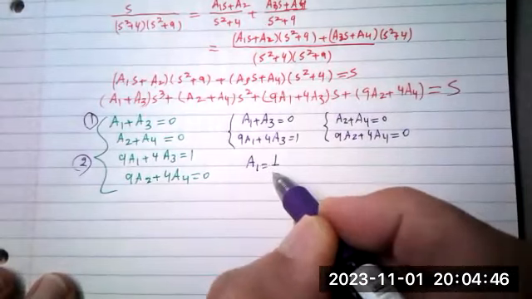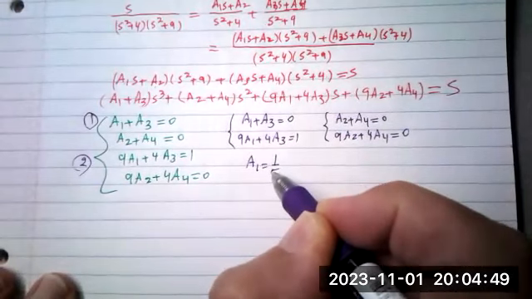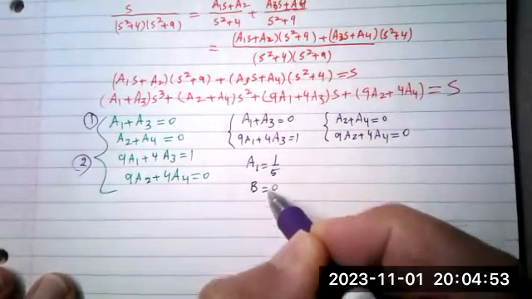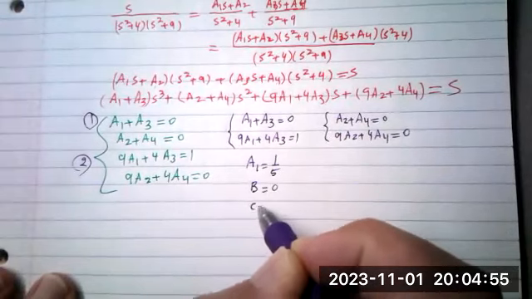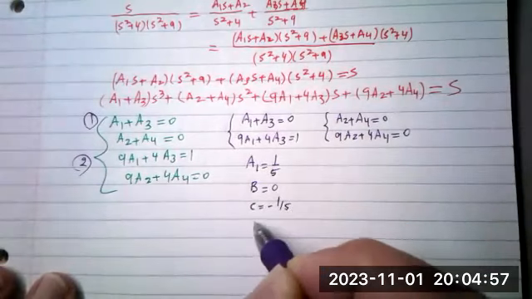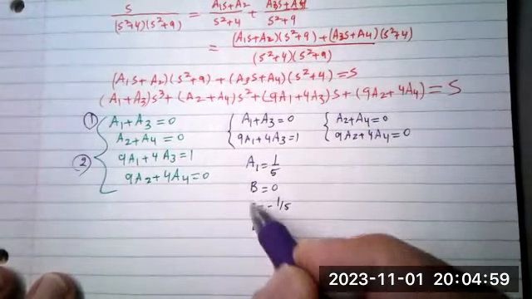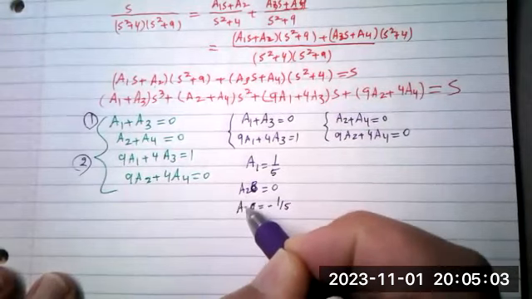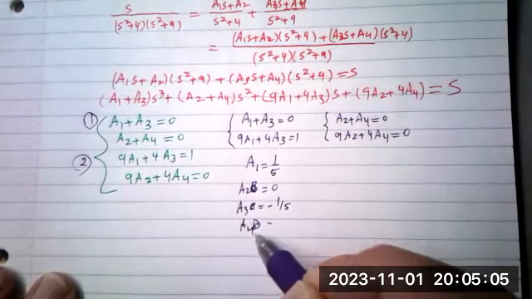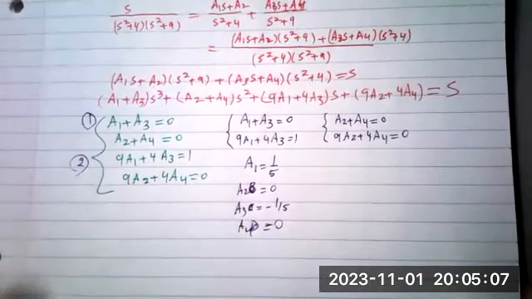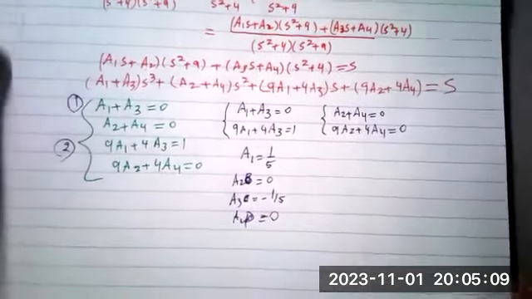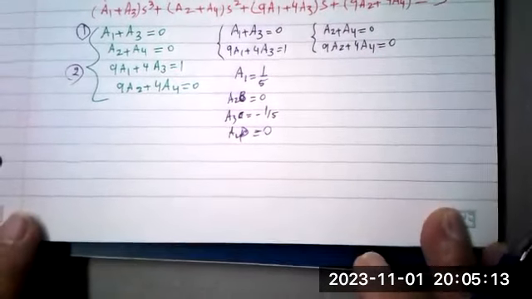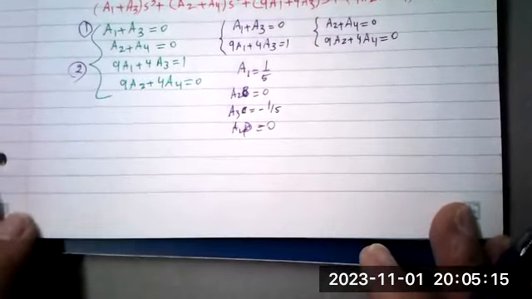A1 would be a fifth. That is A1. B would be 0. C would be negative 1/5. And the D would, sorry, I mean A2, A3, and A4. Okay, A1 is 1/5. A2 is 0. A3 is negative 1/5, and A4 is 0.